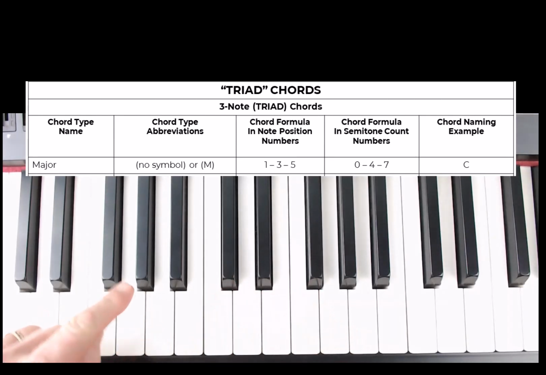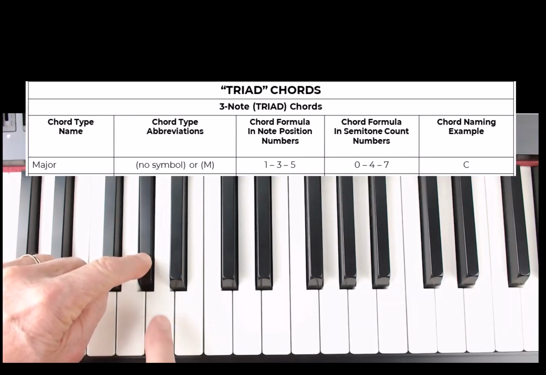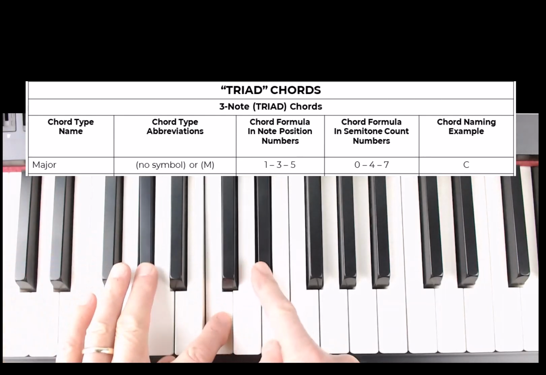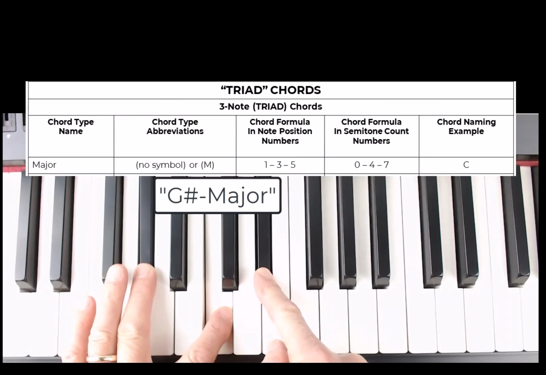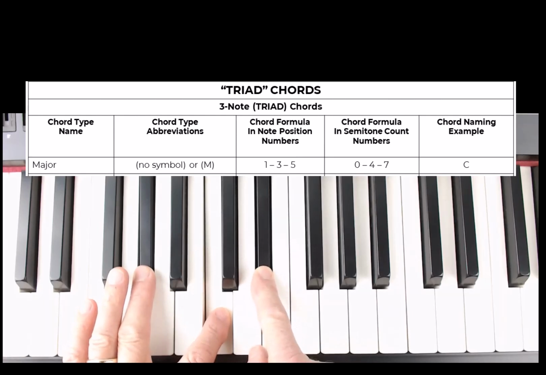Here's a G sharp, starting with a black note again. G sharp is 0, count up 1, 2, 3, 4, 5, 6, 7. So that is a G sharp major chord. You could call that an A flat, but either one. Remember, we talked about those black notes having two different names, but it doesn't matter. The notes are the same.